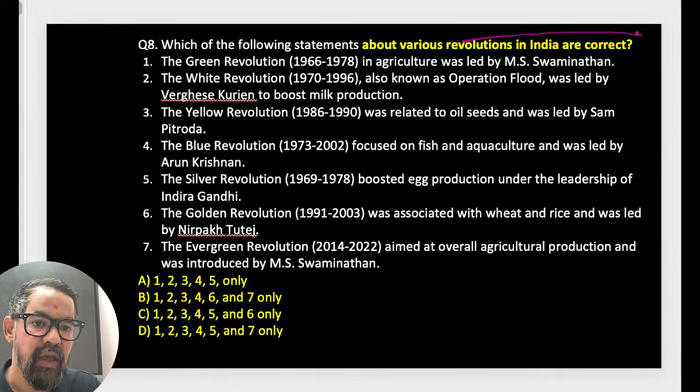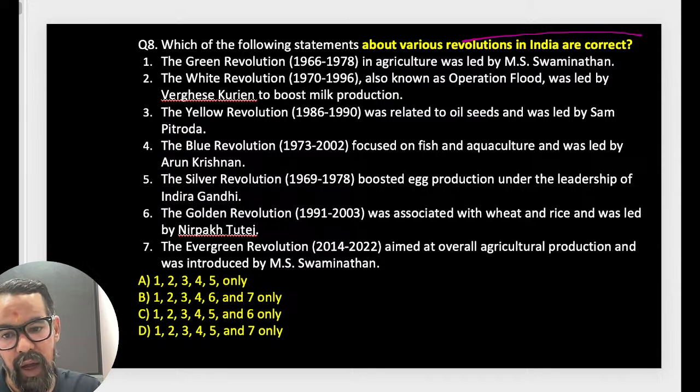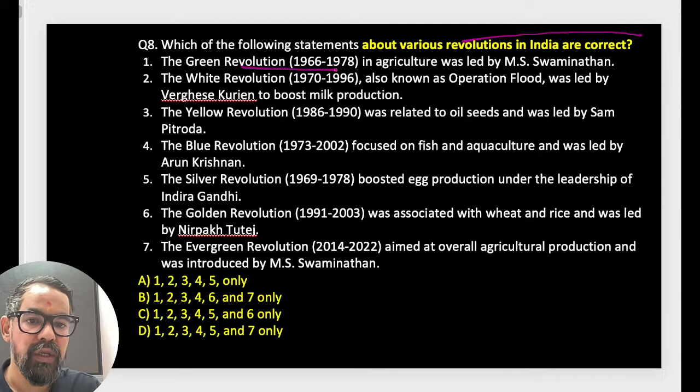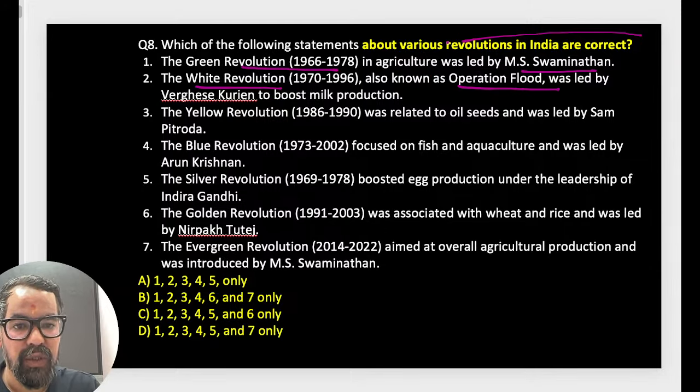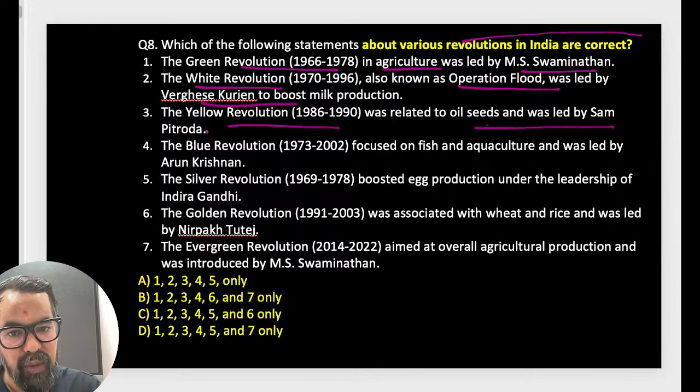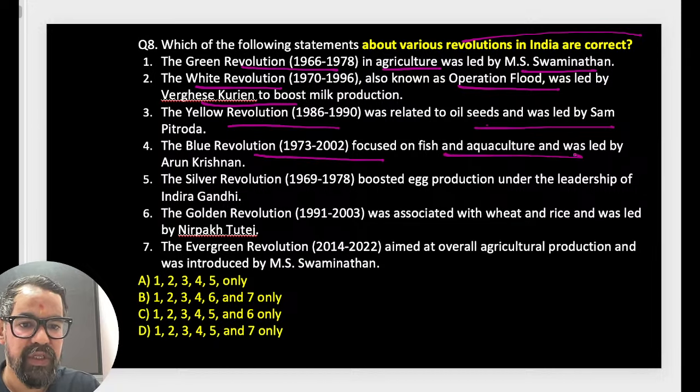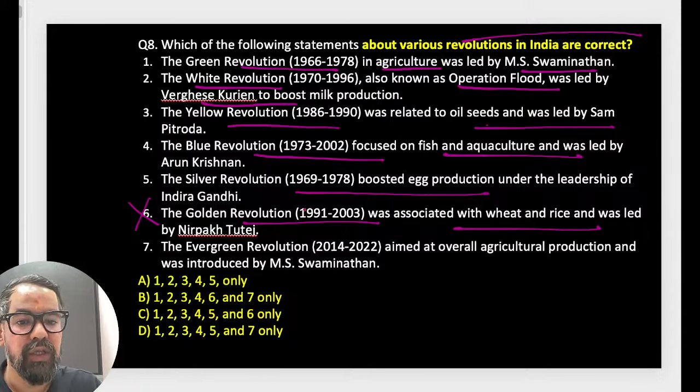This everybody knows, I guess, and these are the things which we have studied many times. So what will be the correct answer? What is the correct match for this one? One question for sure you will get on revolutions. So green revolution, MS Swaminathan; white revolution, Operation Milk, Verghese Kurien, related to dairy; yellow revolution, seeds, led by Sam Pitroda; blue revolution, fisheries and aquaculture; silver revolution, egg production. Golden is not this, that was the wrong one. It is horticulture.